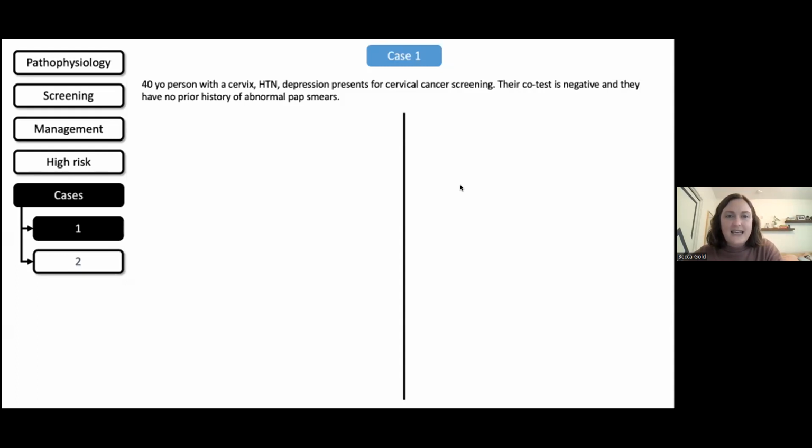So our first case that we'll go through together, you are in your continuity clinic and your patient today is a 40-year-old person with a cervix. They also have a past medical history of hypertension and depression, and they're here today for cervical cancer screening. They had a co-test today in clinic that was negative, and they have no prior history of abnormal pap smears. So when should they be screened again?